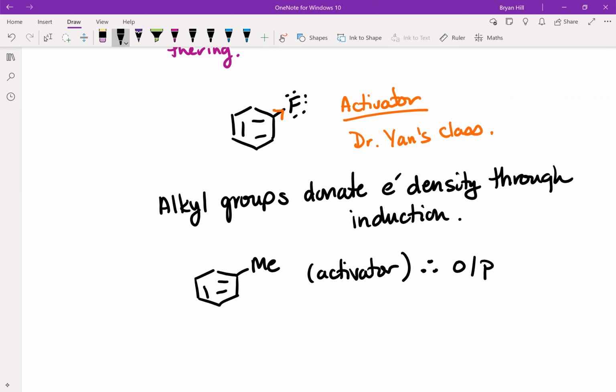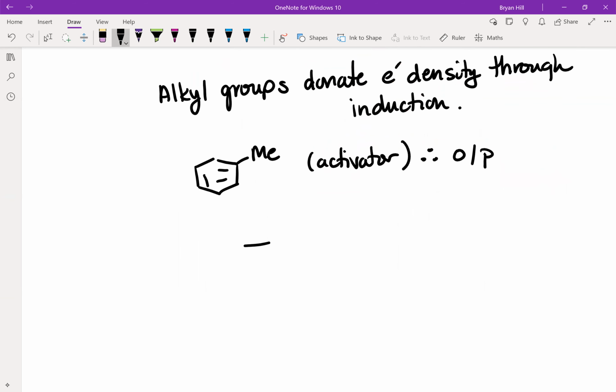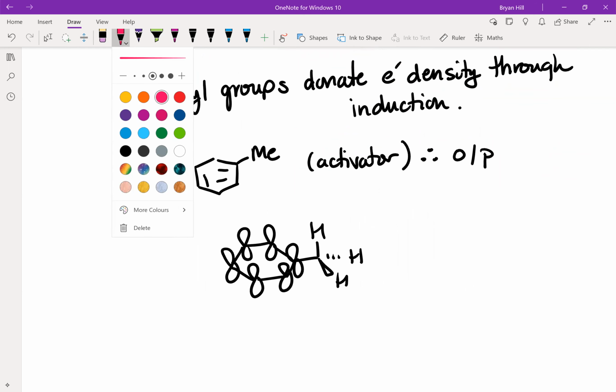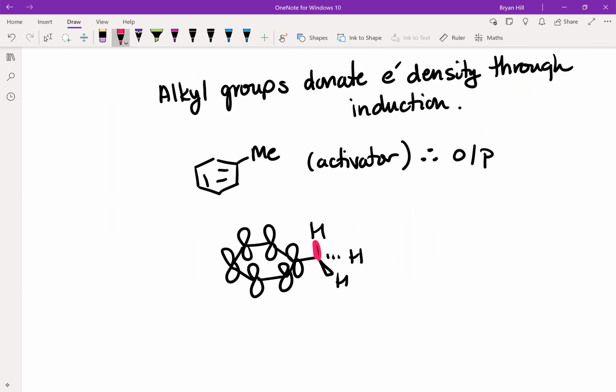And you can think about this in the sense that if we were to draw out our aromatic ring and put on a methyl group, let's draw our ring, put our beautiful p orbitals there. Look at that, nice, lovely. And then let's put on a proton. And this electron density in this bond gets donated through space into the pi system. This effect is called what?